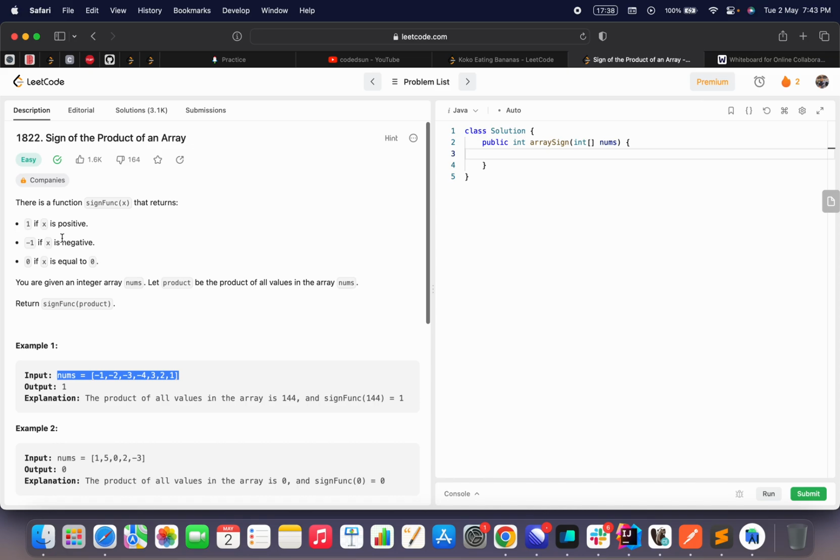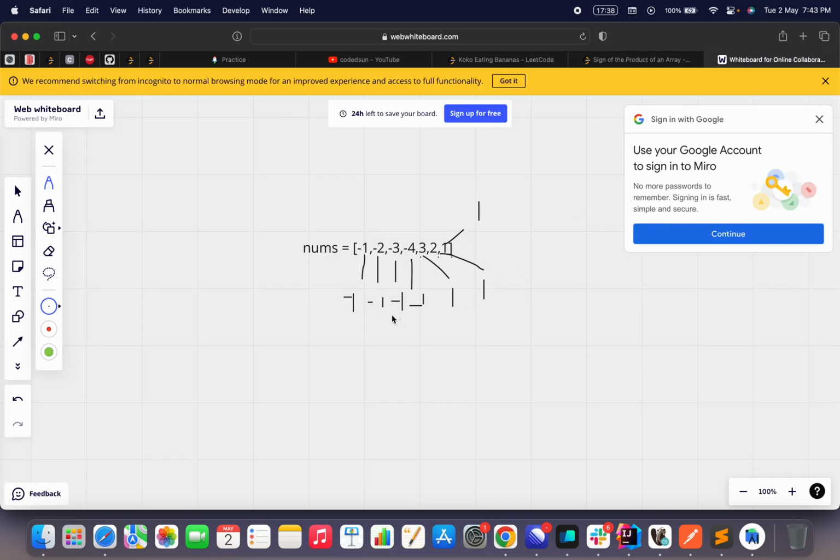What it is saying is that you have to let product be the product of all the values in the array, and return the sign function of the product. Let's say the product is x. If x is greater than 0, return 1. If x is equal to 0, return 0. And if x is less than 0, return minus 1.